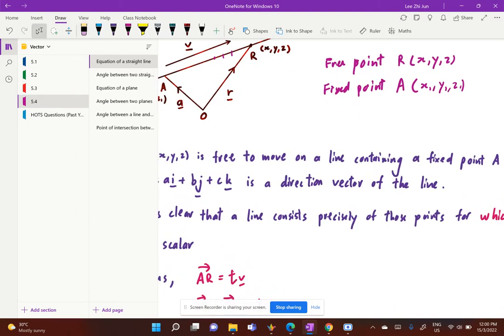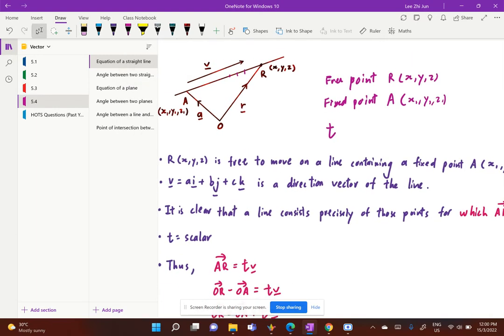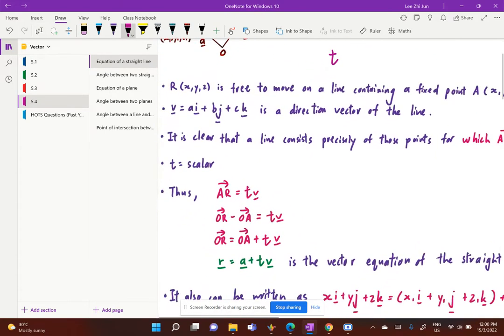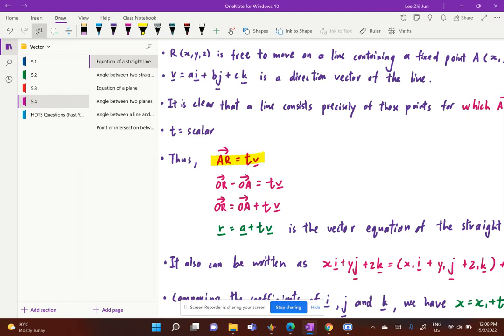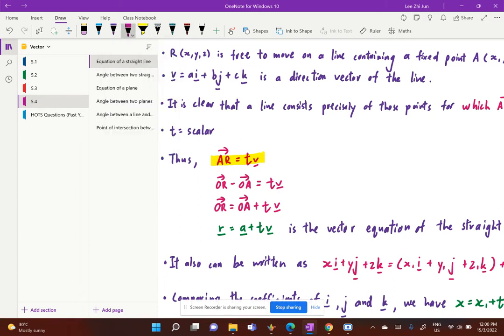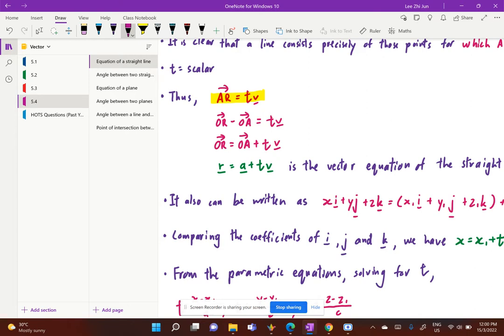Do you remember the parametric equation in last semester, chapter 9, differentiation? We just use the parametric form back. So we name the t as scalar. So AR equals tV, and t can be any real number. AR can be written as OR minus OA, and we rearrange the equation. So OR equals OA plus tV. OR we write as small letter r, and OA as small letter a. So r equals a plus tv is the vector equation of the straight line.